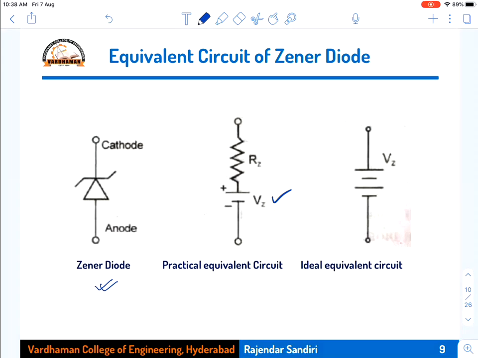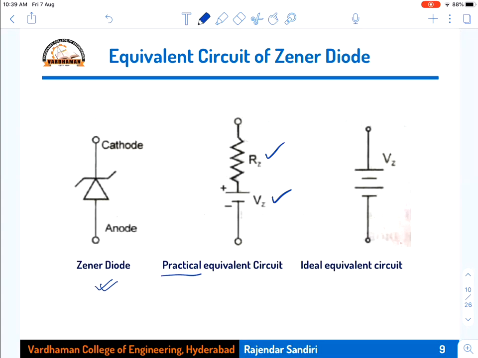Therefore, in series with this Zener voltage, we have to put the Zener resistance also, so that we call it a practical equivalent circuit. Across the Zener diode, while seeing its operation or behavior, it has a constant voltage, which is called Zener voltage or Zener breakdown voltage. Therefore, it is represented by a battery Vz. It has its resistance also, the dynamic resistance or Zener resistance, represented by Rz. These two are connected in series. This is the equivalent circuit or equivalent model of a Zener diode practically.